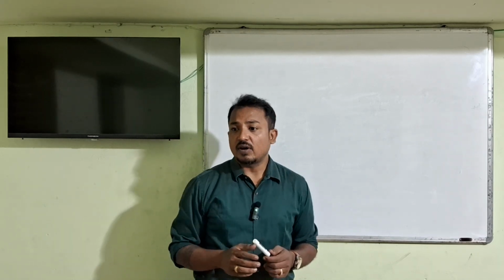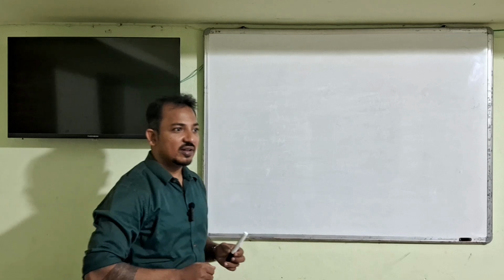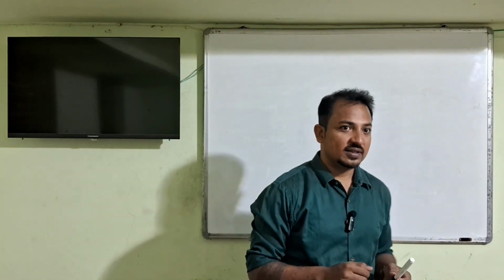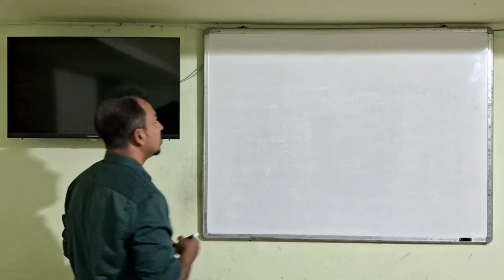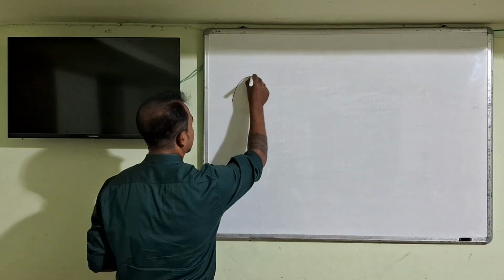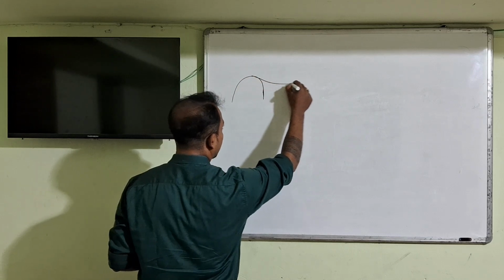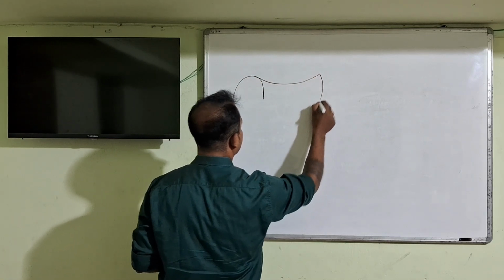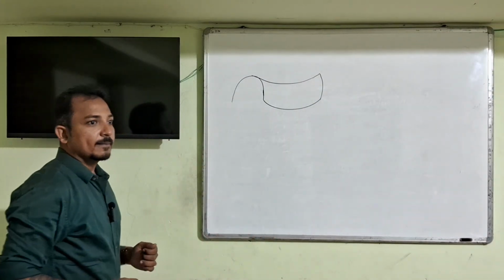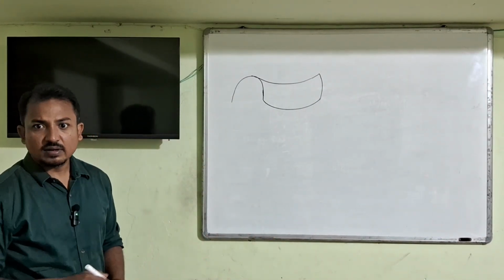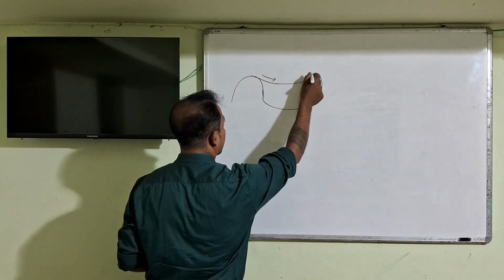So next comes any depression or culmination along the fold axis or hinge line. Suppose we draw a diagram here. This is an antiform, this is the depression, so it is a doubly plunging fold. The outcrop will be according to the plunge direction.